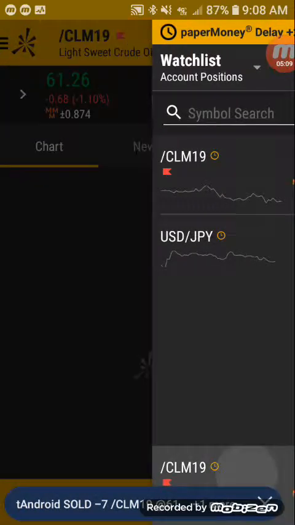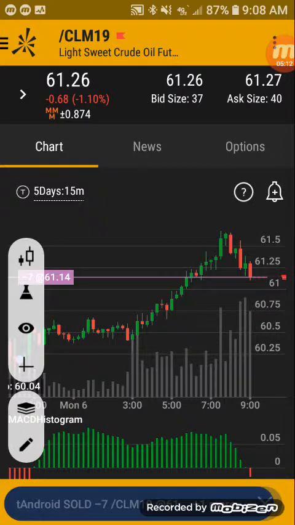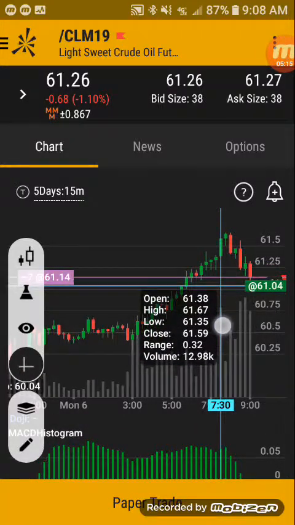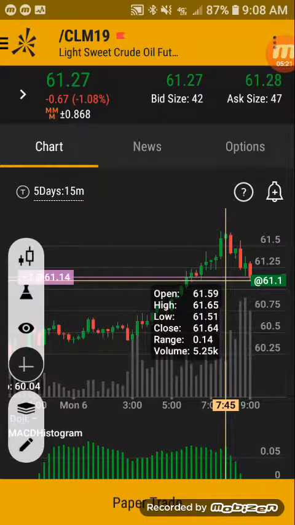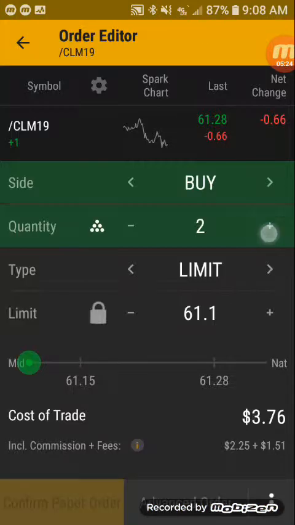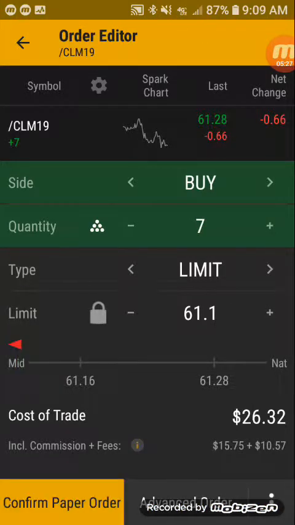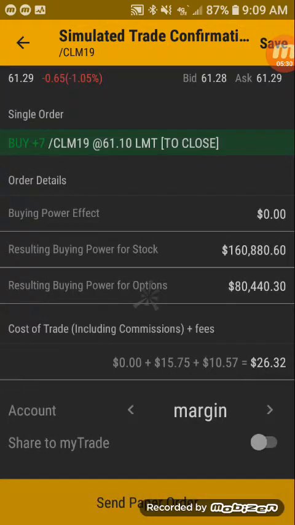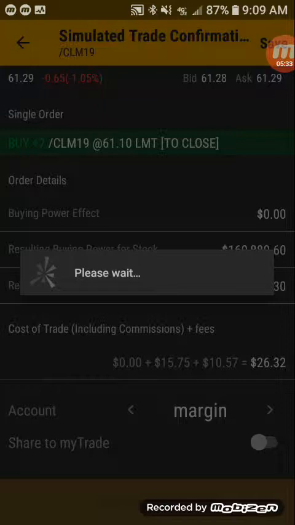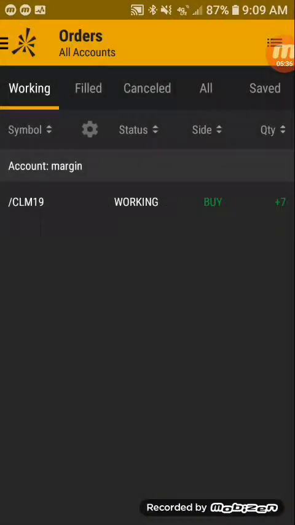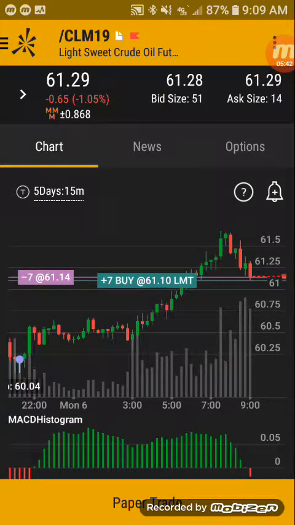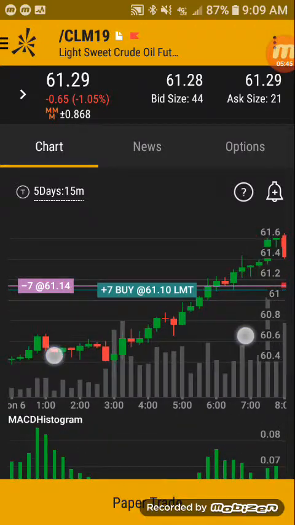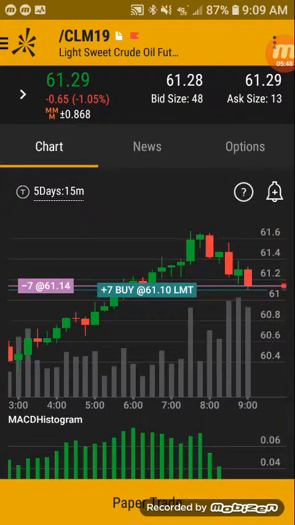Now we're going back to the chart. Okay, so I'm gonna put my exit trade at 61.10 because I like to do 4 tick trades. So we'll do buy back 7 contracts at 61.10. Confirm. Send paper order. Now my entry and my exit trade is up. You could see the banners. You could see -7 at 61.14 and +7 at 61.10.